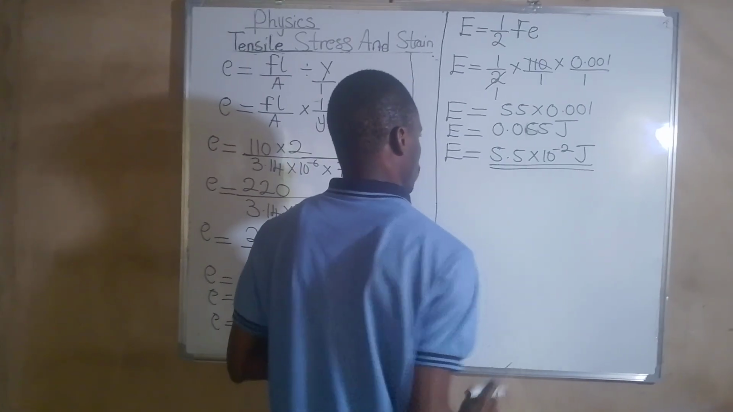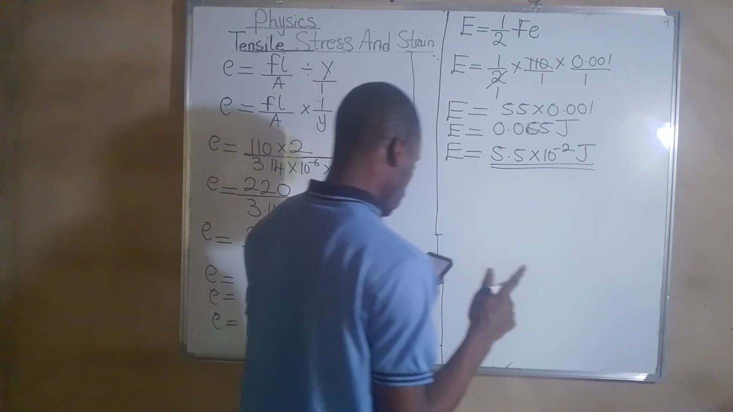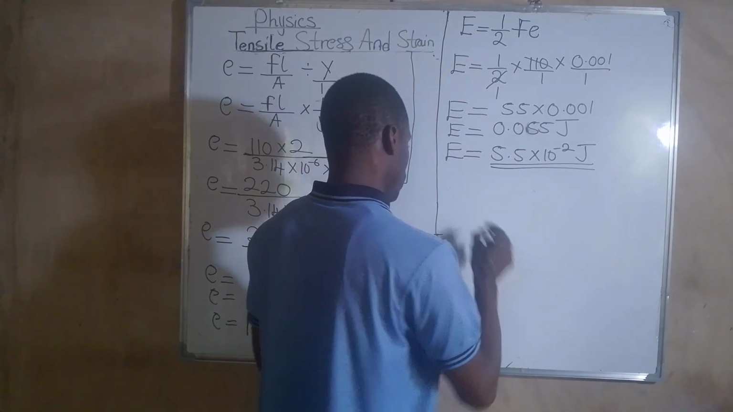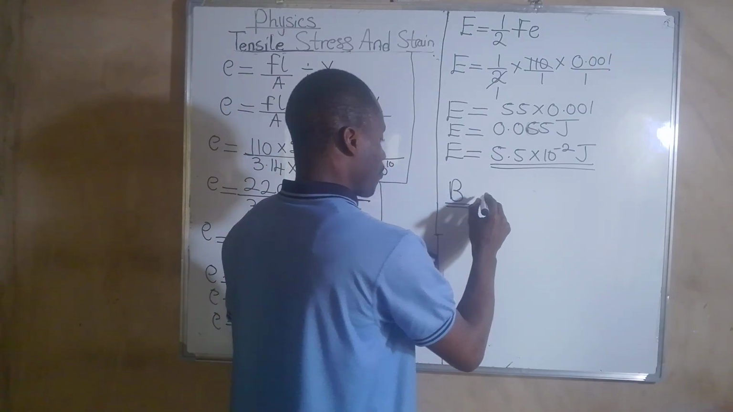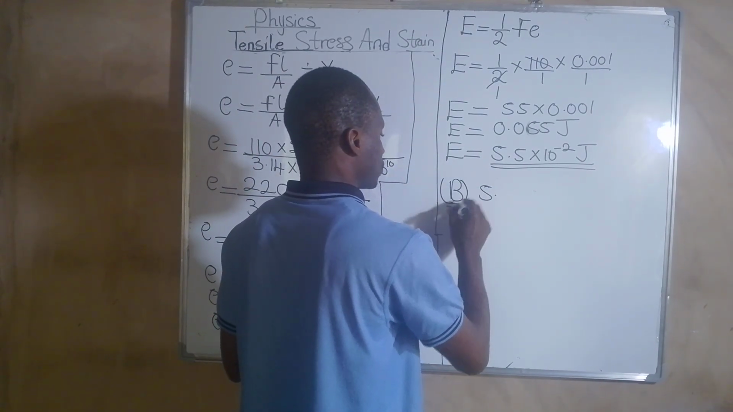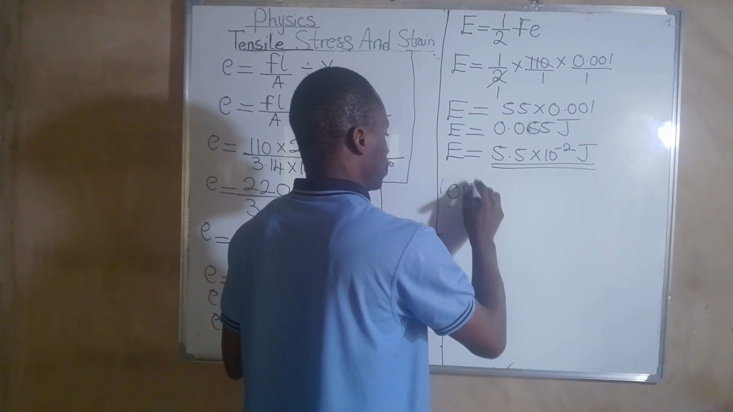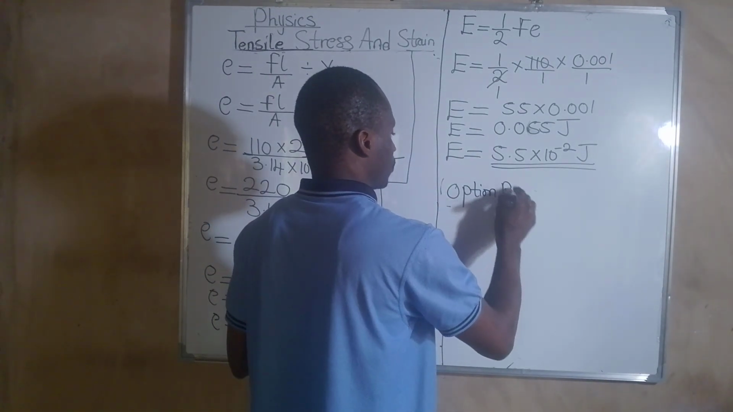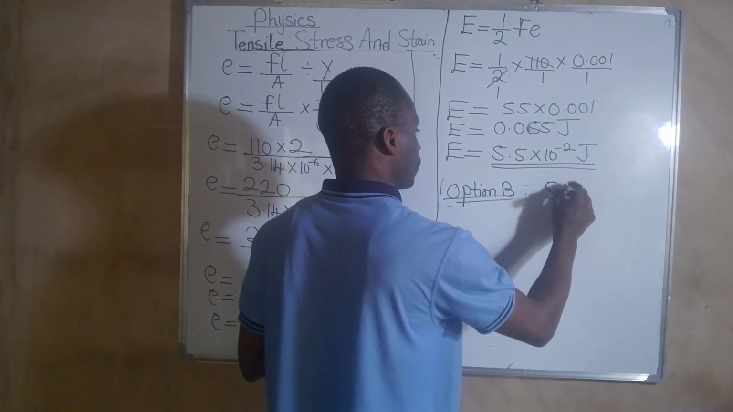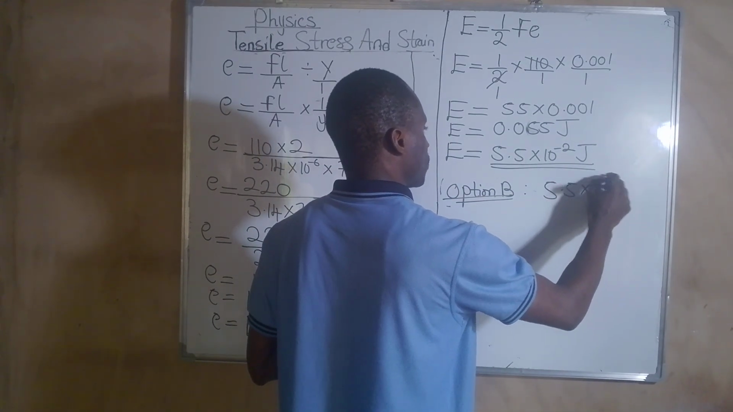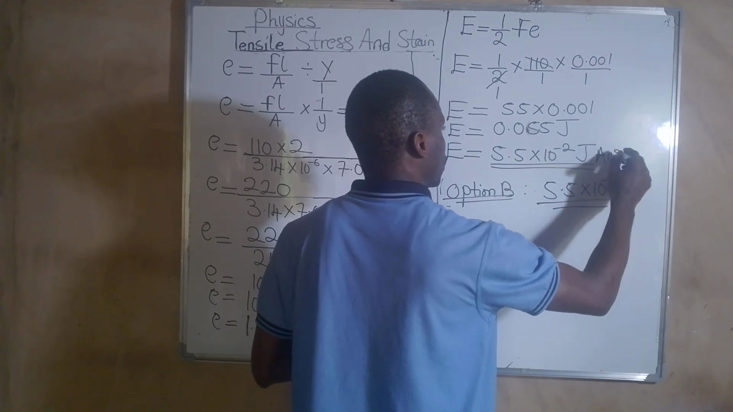So the correct option, if you check from what we've said, was actually B. So B is the correct option. Option B was 5.5 times 10 raised to power minus 2 joule. So that's the final answer.